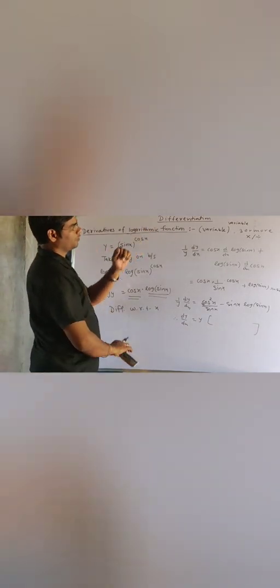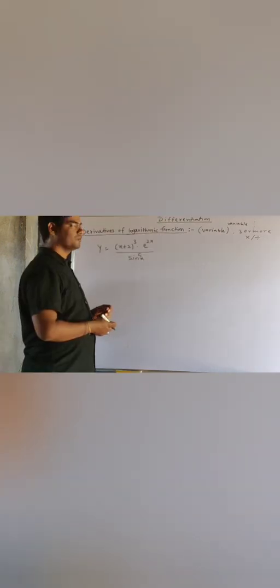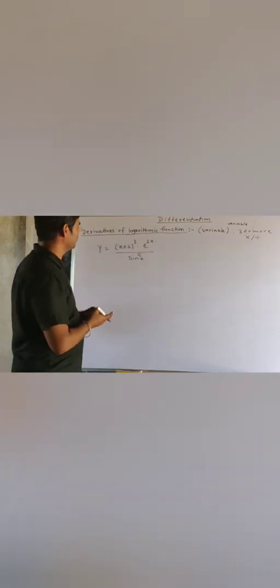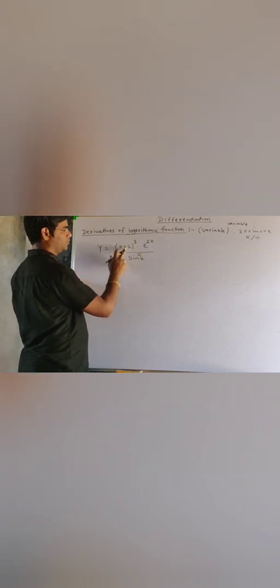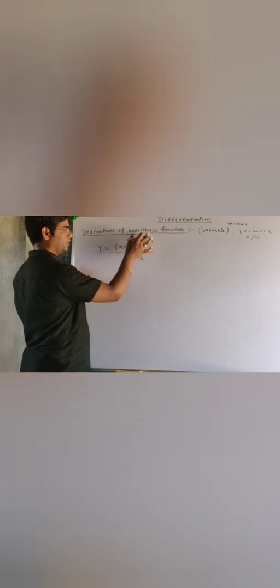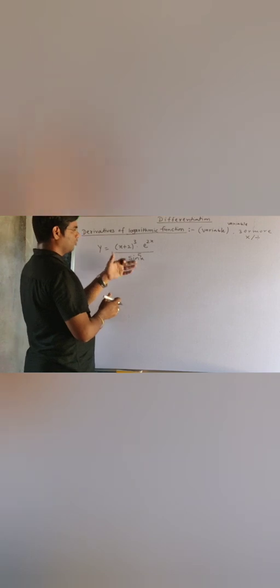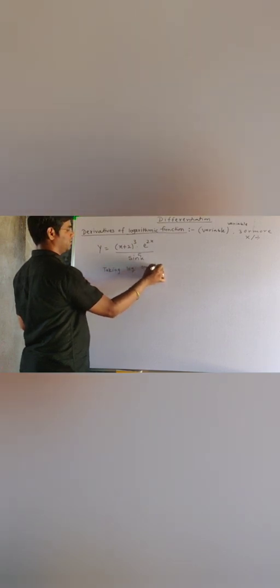Let us take more examples of multiplication and division. Suppose we have the term y is equal to x plus 2 raised to 3 into e raised to 2x upon sin x raised to 5. Here we have 3 terms which are in multiplication or division. We can also have more than 3 terms. So here we compulsorily have to take log on both the sides.